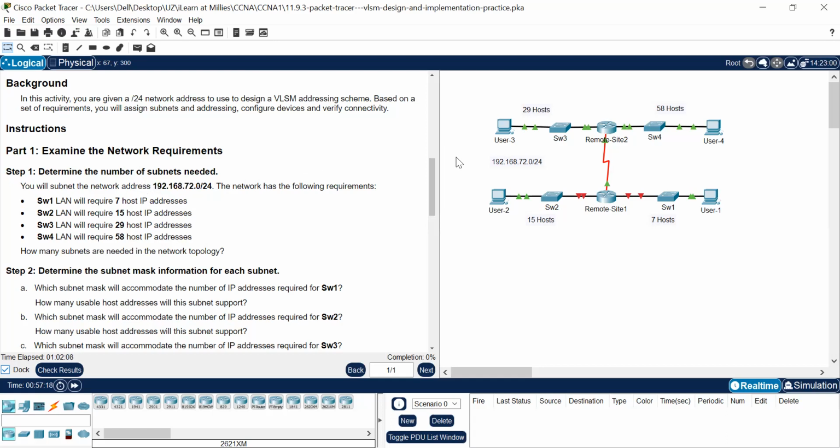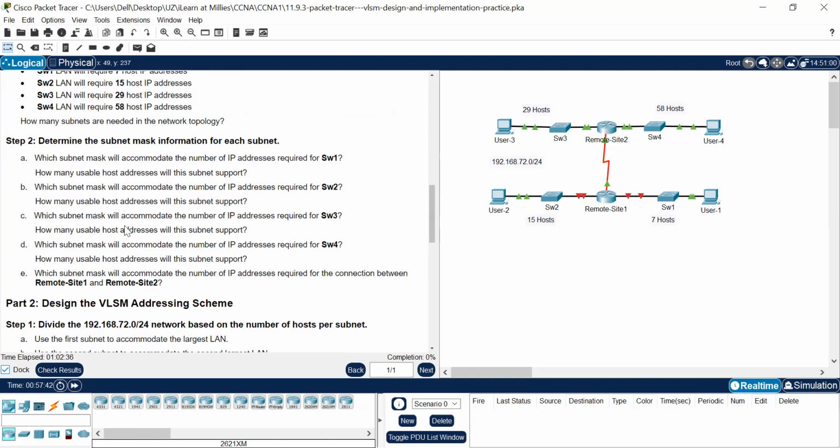Another requirement you need to take note of is this one link here, this one in red, the serial link. It's a network on its own, giving us a total of 5 networks with different numbers of hosts: 58, 29, 15, 7, then 2 hosts for the one link. Basically, those are our network requirements, and that's it for part one.